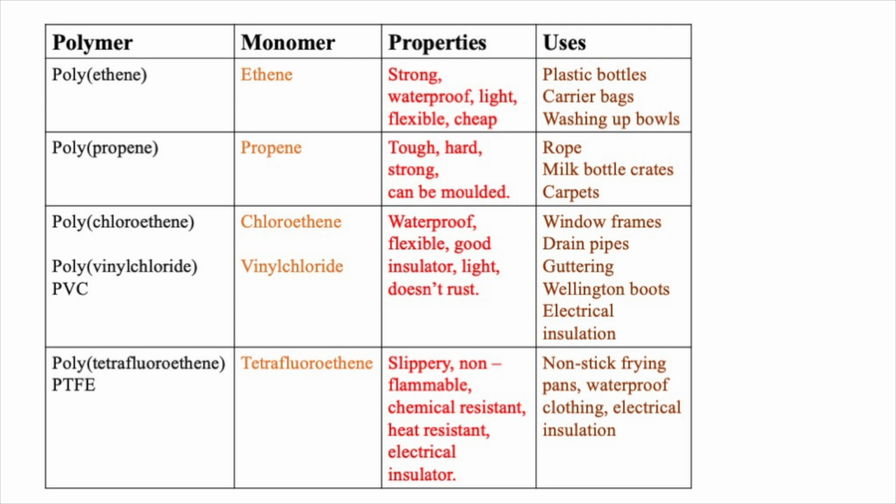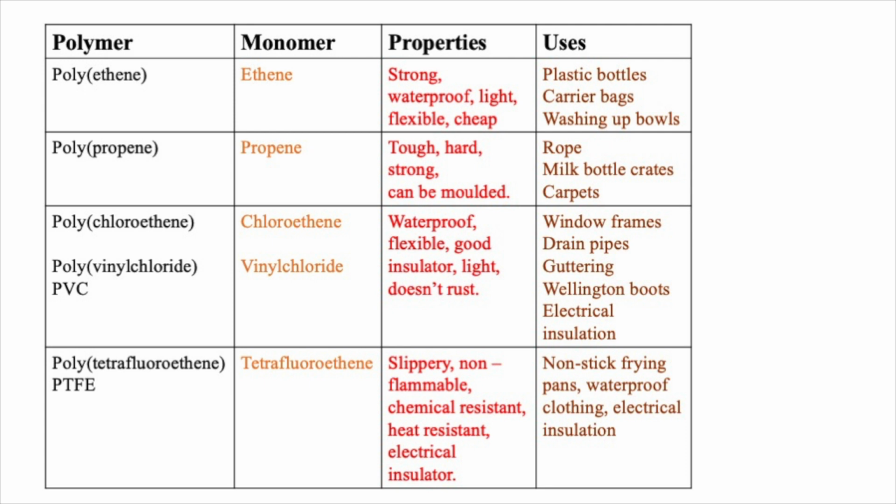Now sometimes a chemical is added to a plastic to make it more flexible. So for example, PVC can have a chemical added to it called a plasticizer, and that makes it more flexible. So if you want to make Wellington boots, you want your PVC to be flexible, so you add this chemical called a plasticizer to make the Wellington boots, because you want PVC in a flexible form.